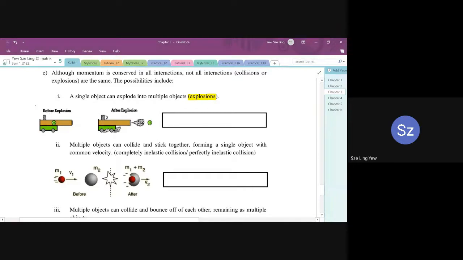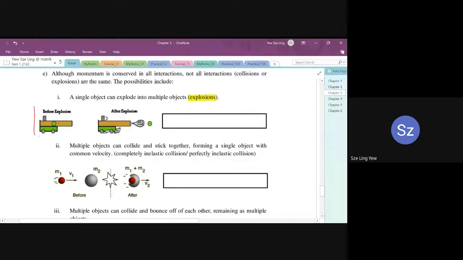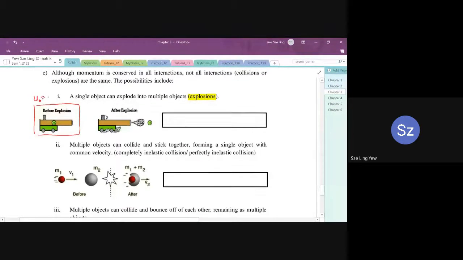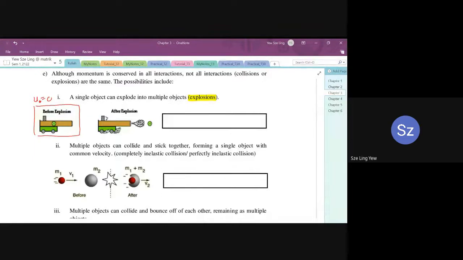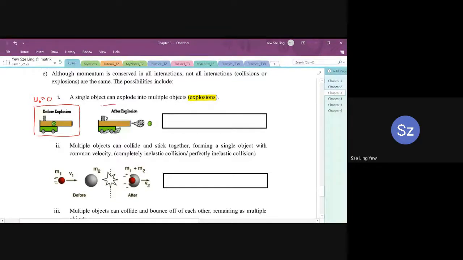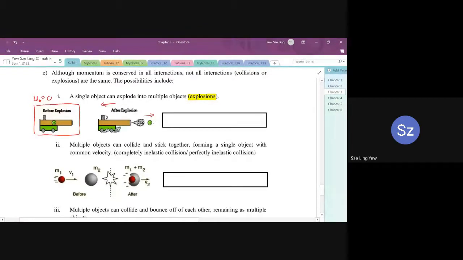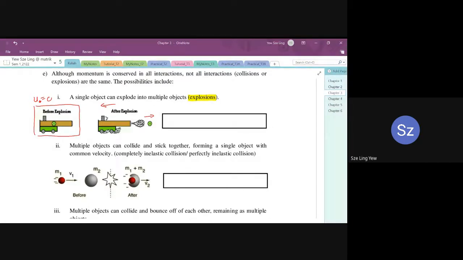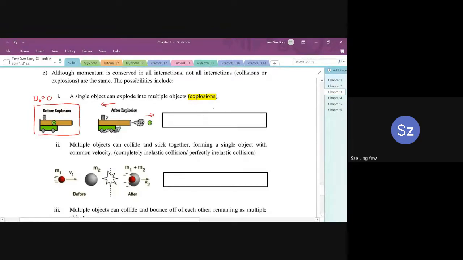Initially, they are not moving. As you can see here, before explosion, they are not moving. So U is equal to 0. So this is explosion. And then after it shoots a tennis ball, the machine will go backwards, and then the tennis ball will go forward. That is the characteristic of an explosion. Initially, both of them are not moving, and then after it shoots the tennis ball, the two of them move in opposite directions.